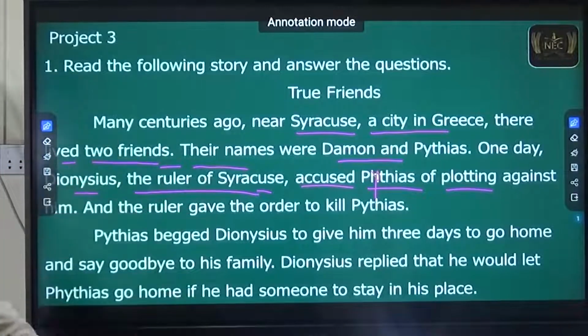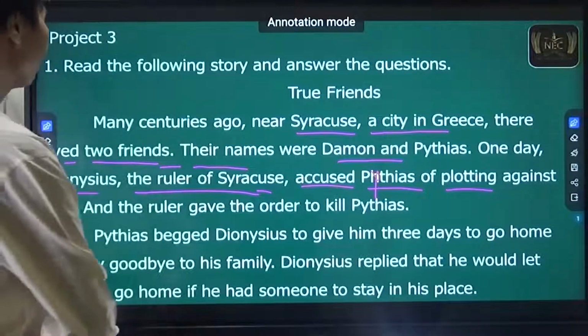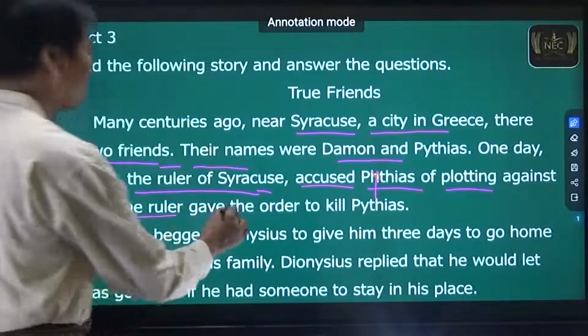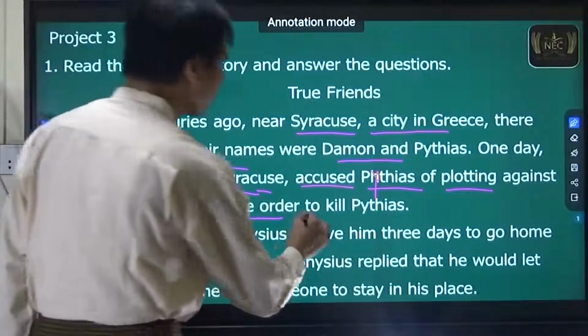The ruler gave the order to kill Pythias.